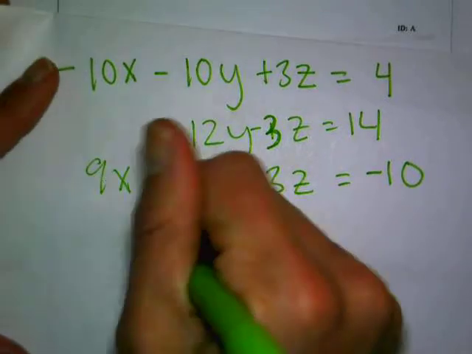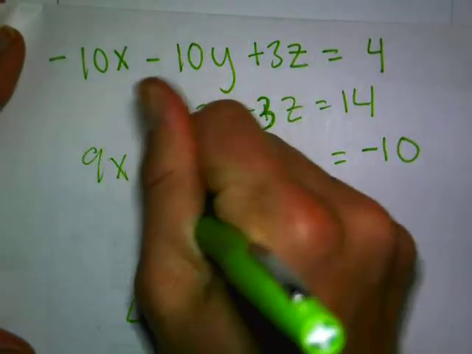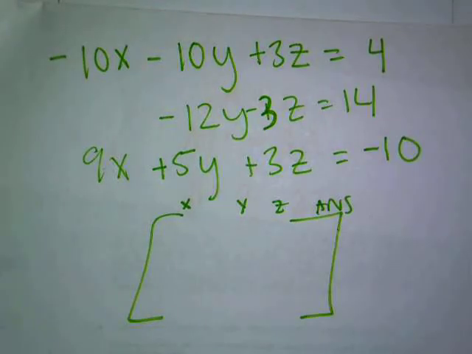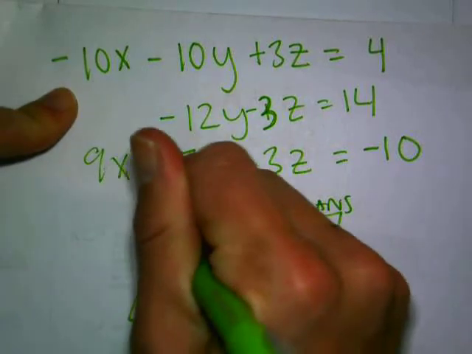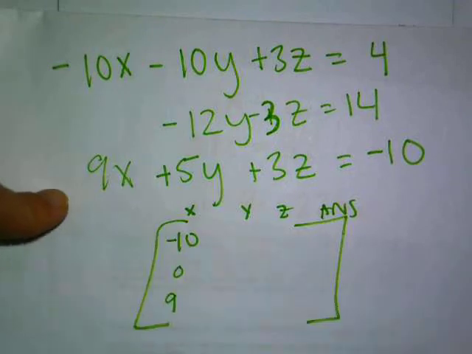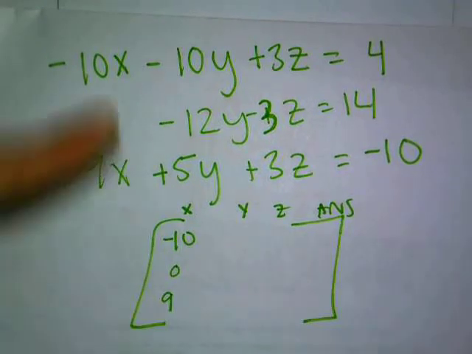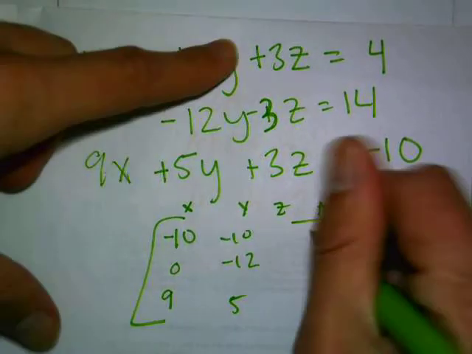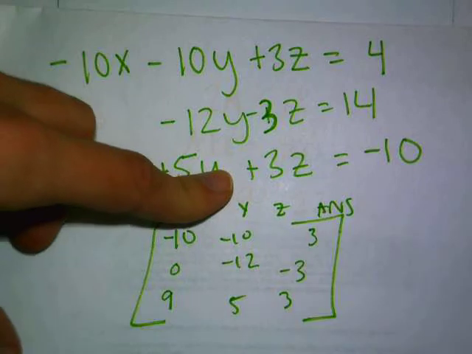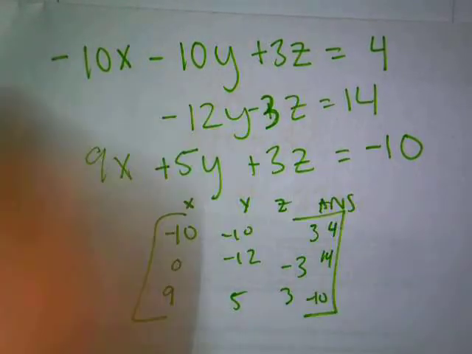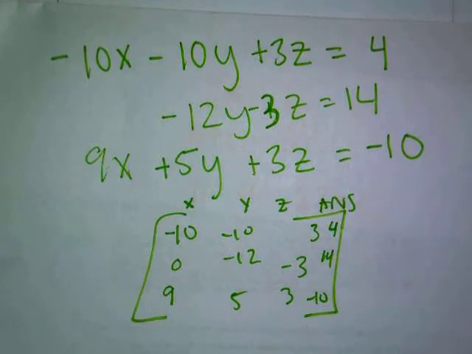So now I need to rewrite this as a matrix. Remember, for a matrix, you have your x, your y, your z, and your answer column. So for the x, negative 10 here. We don't have an x here, so it's 0. 9 for the x there. Negative 10, negative 12, 5 for the y column. And 3, negative 3, 3 for the z column. And then I'm kind of running out of space, but 4, 14, and negative 10 for the answer column.